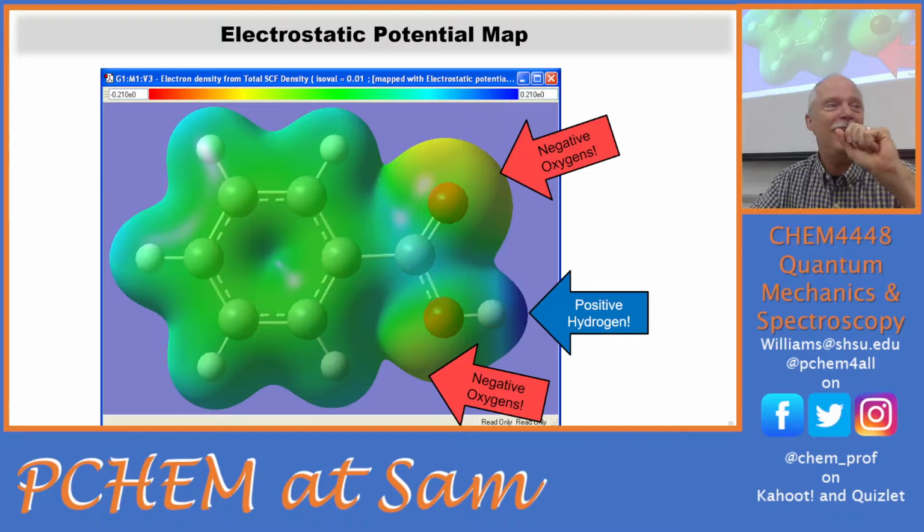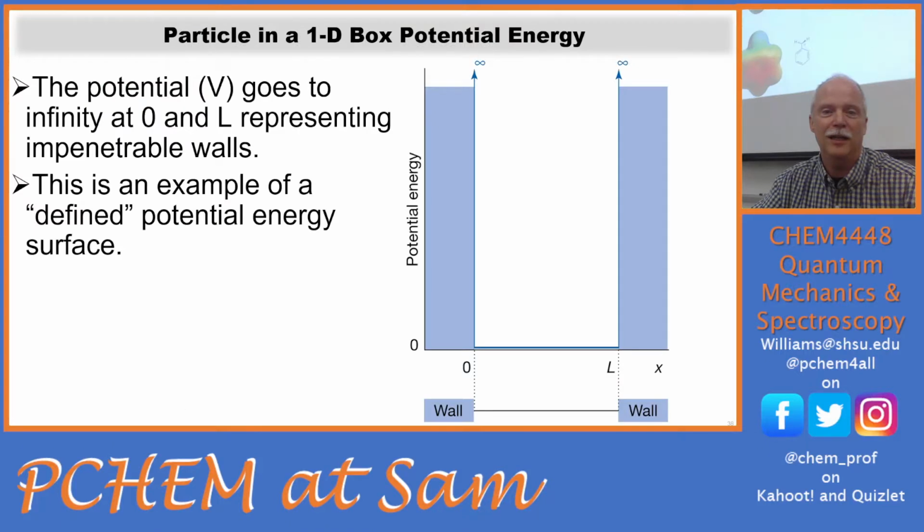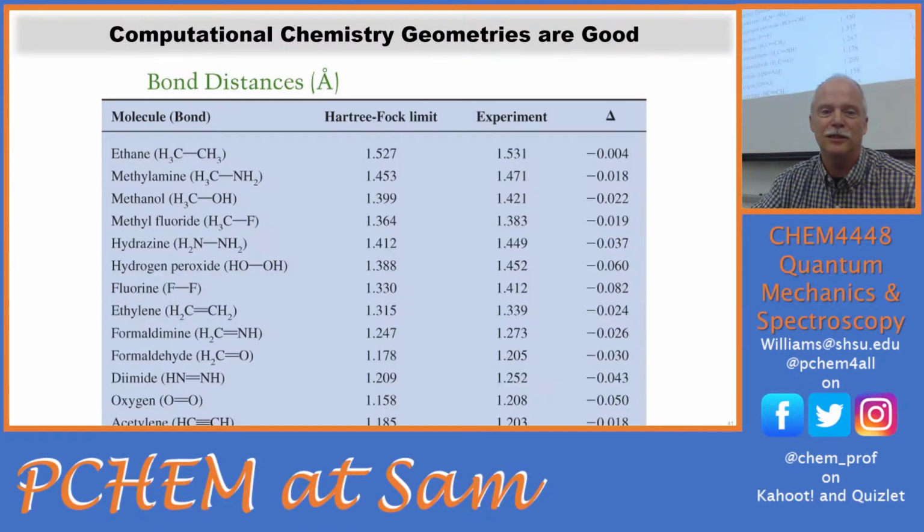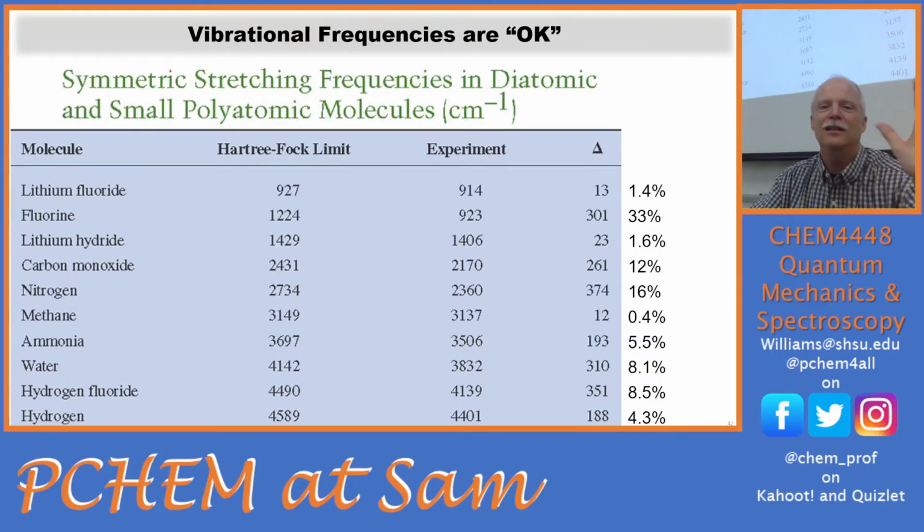We can look at pKa's. We can calculate the proton removal ability and so on using this software. And so there's a lot of information we can get once we have that geometric optimization. We can get bond lengths and angles and potential energy surfaces. And so in the notes, you can see how good the bond distances are, the vibrational frequencies, and so on.